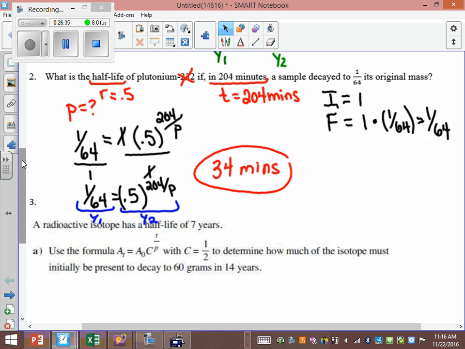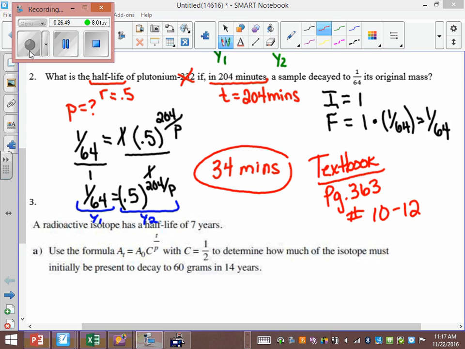I'm going to get you to try a couple questions, and then we're going to start the class off tomorrow with a group of 4 people, and you have to try and come up with the total answer out of 4 different word problems that are all these. Okay? So it's 3 questions. Textbook, page 363, numbers 10 to 12.